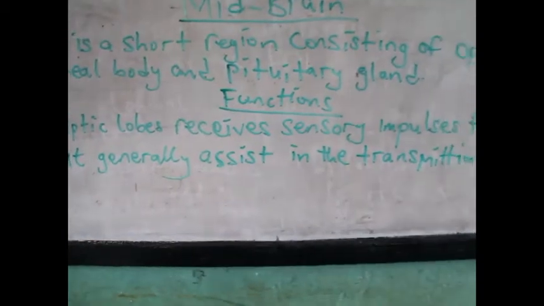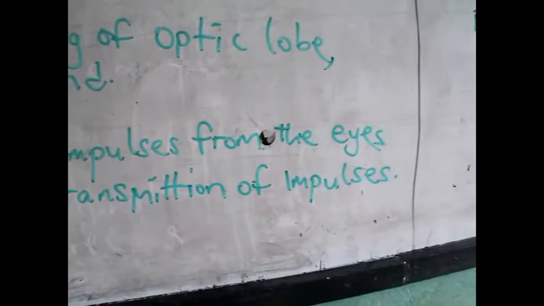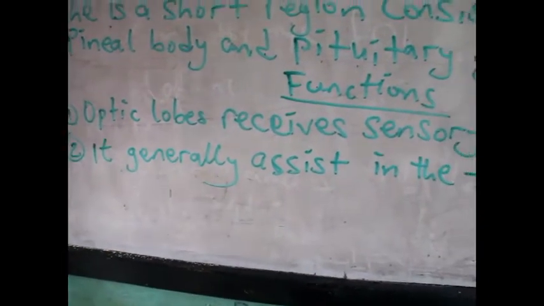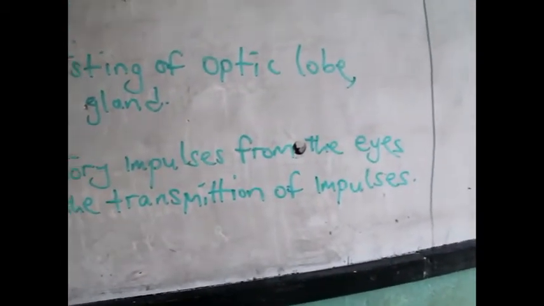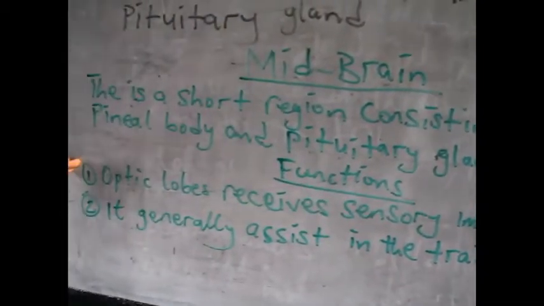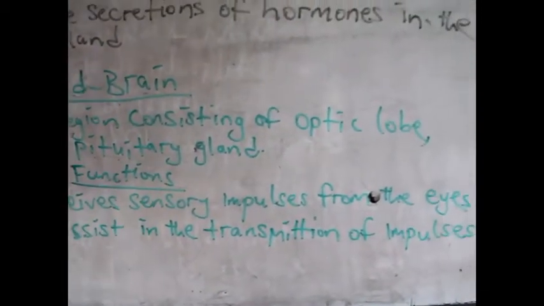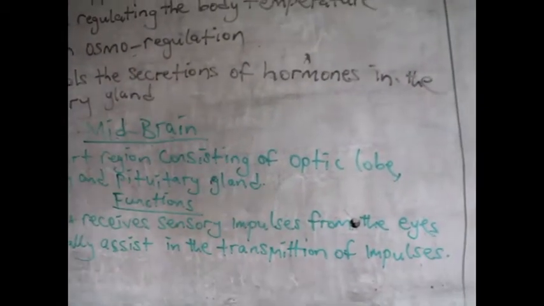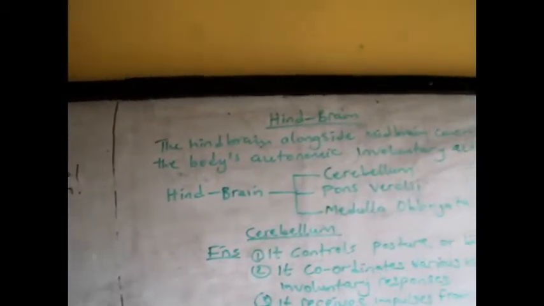Let's quickly go to the function. Optic lobes receive sensory impulses from the eye. When I look at you, before I could know that that is you, the information must travel from the optic nerves to the optic lobe, where it is interpreted. Then I can have a good picture of what I have seen. It generally assists in the transmission of impulses. That is what the midbrain does. Don't forget, the midbrain is divided into three: the optic lobe, the pineal body, and the pituitary gland.